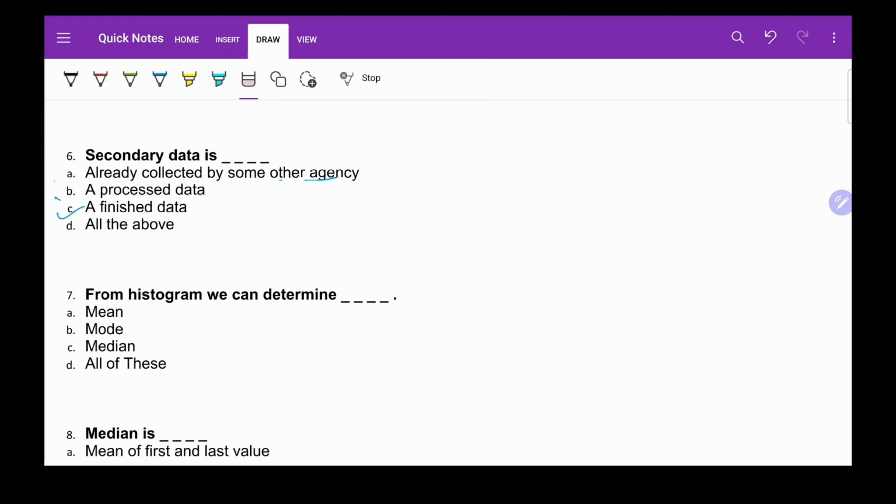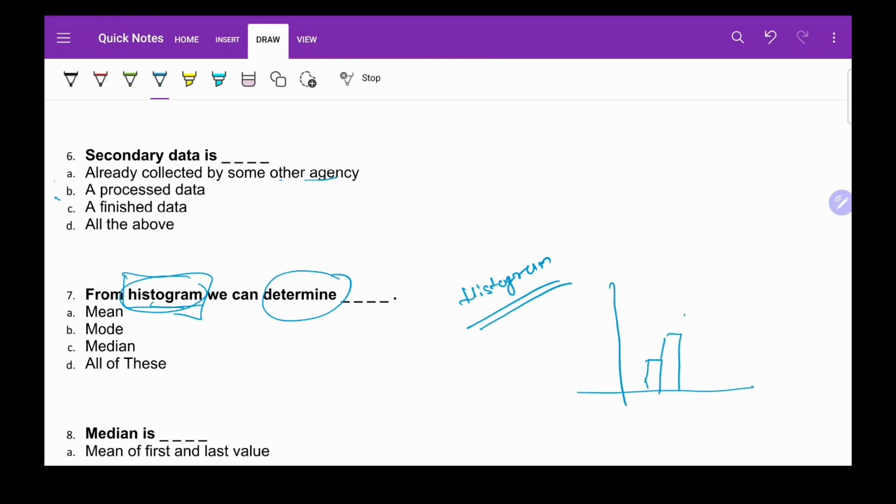Then we have histogram. As we know, there are some different charts and graphs to present our data. So histogram is one of them. Histogram can be used to determine mean, mode or median. So suppose this is a histogram and this is frequency. Y-axis is denoting the frequency or the number of elements in that particular class.